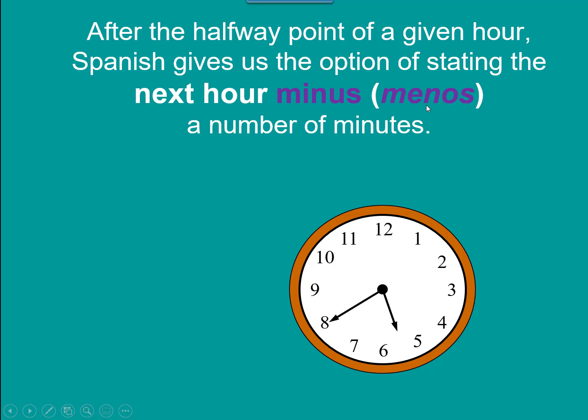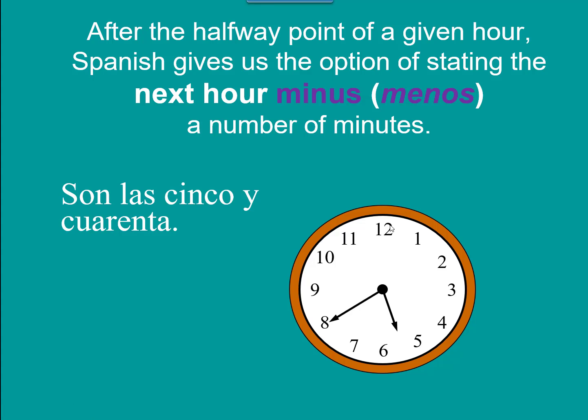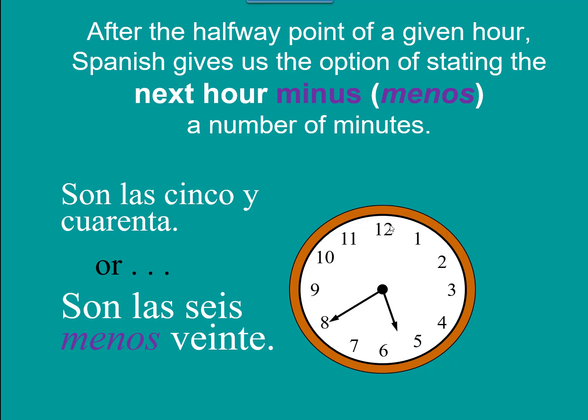minus, which is the word menos, the number of minutes left until that hour. So you would say son las 6, it's 6, minus how many minutes left until it's 6? 20, right? So son las 6 menos 20. So you could say son las 5 y 40, that's fine, it's 5:40, but you could also say son las 6 menos 20, minus whatever minutes left. And remember, it's the next hour, 6 menos 20.